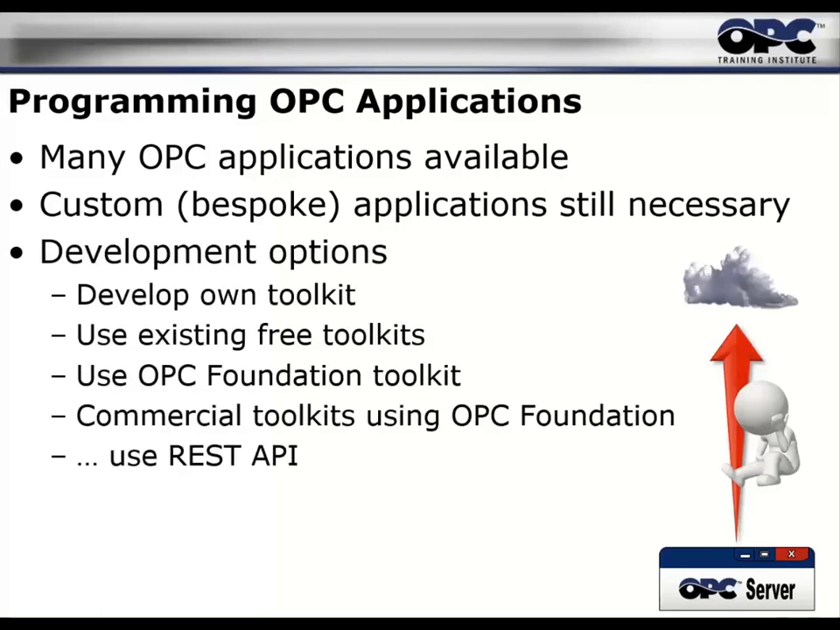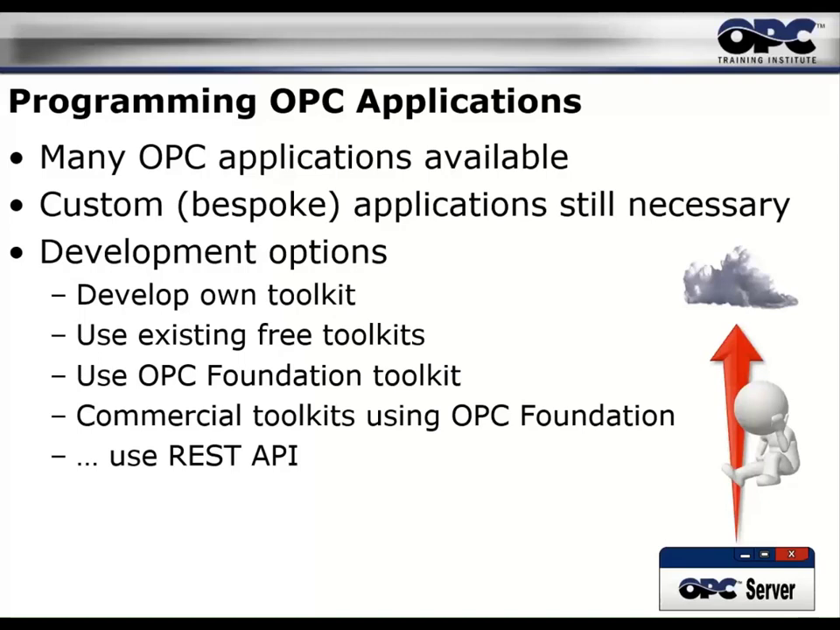So your development options are to make your own toolkit. You can develop your own toolkit from scratch, or you can use an existing free toolkit that you can download from somewhere. Or you can use the OPC Foundation toolkit, or buy a commercial toolkit using the OPC Foundation toolkit. With both of these ways, you have to pay money to these companies. Or you can use REST API to get this done, which is what we will focus on today.